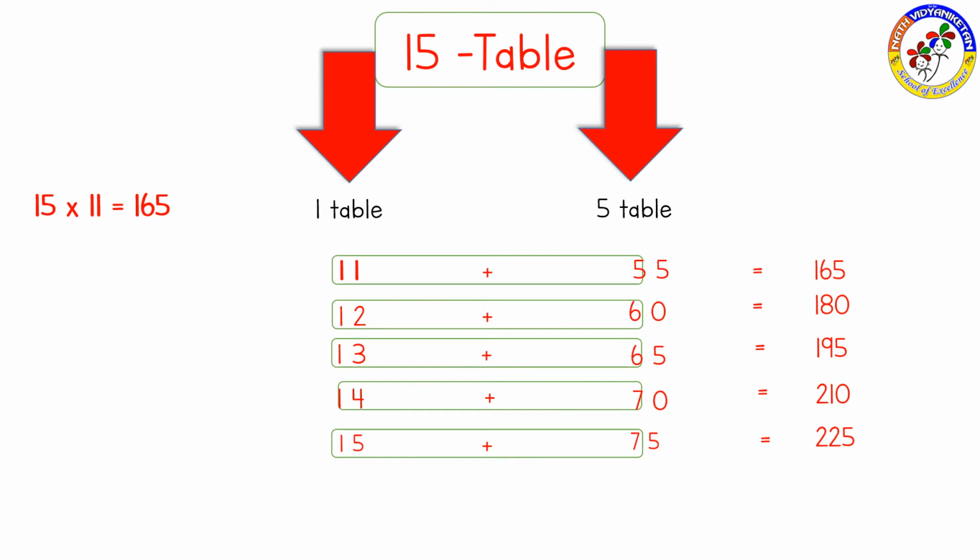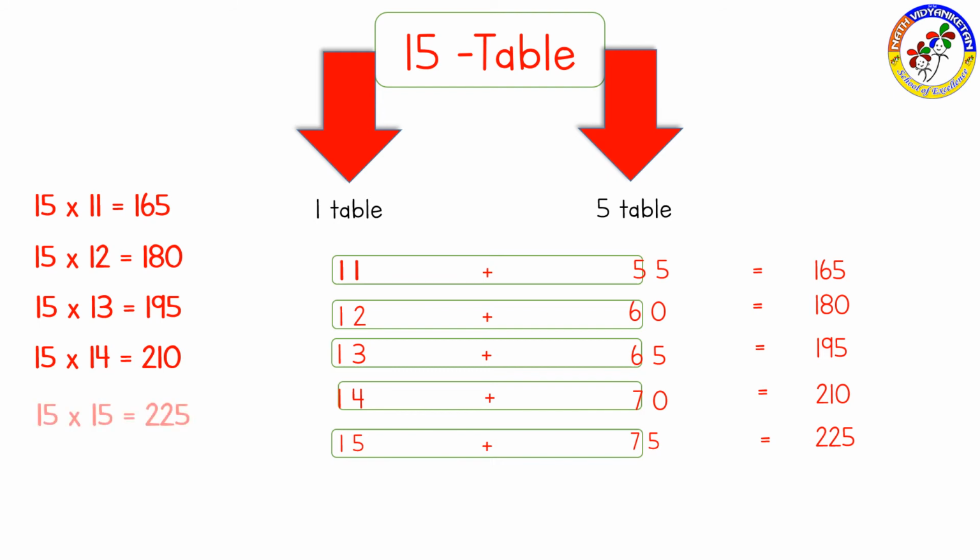Now here is the 15 table from the 11th step. 15 11s are 165. 15 12s are 180. 15 13s are 195. 15 14s are 210. 15 15s are 225. Okay, is it clear? Now let us go to another table.